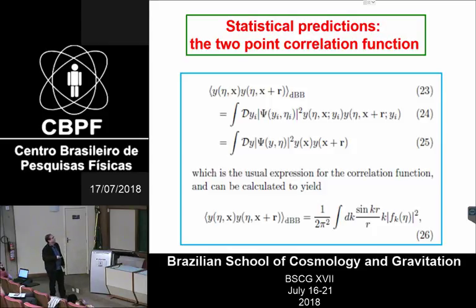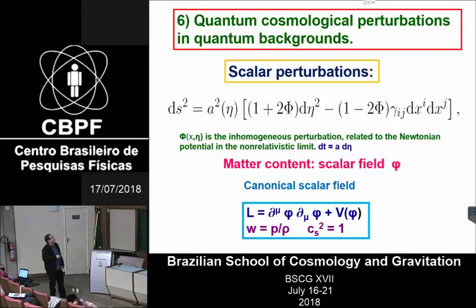Okay, so let me now go to what I was talking about, which was quantum cosmological perturbations in classical backgrounds. Now, in the last lecture, I presented some quantum backgrounds where there are no singularities. What happens with quantum cosmological perturbations in quantum backgrounds? So it's a step forward from many things that people have done before, Mukhanov and all these people. I will just take a simple canonical scalar field, with Z squared equal to 1. I will define W as P over rho.